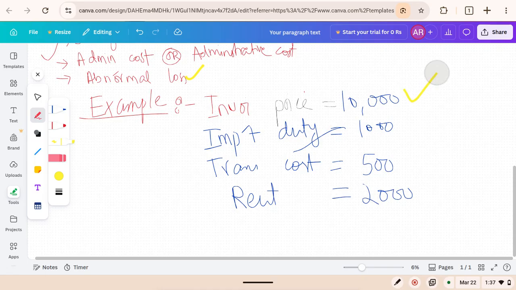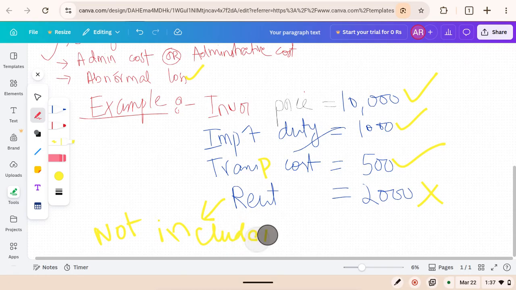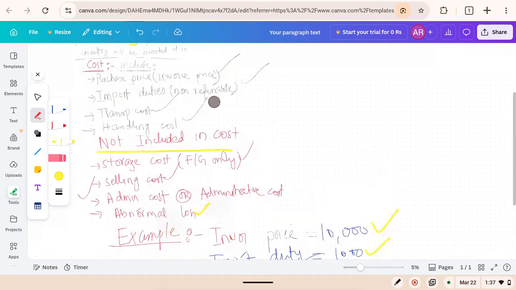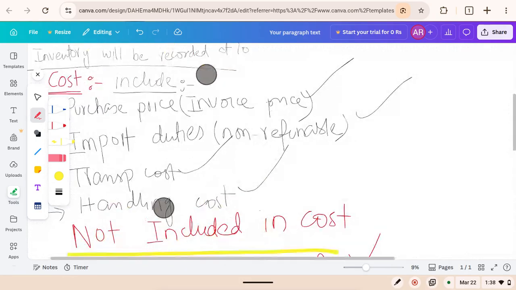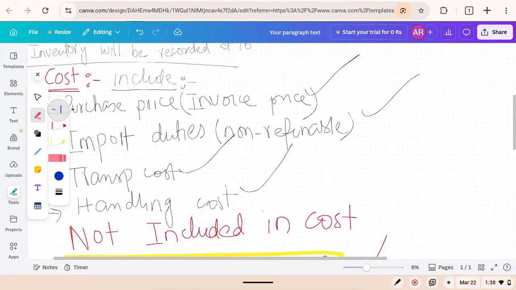Invoice price will be the part of cost, import duty will be the part of cost, transportation cost will be the part of cost, but rent will not be the part of cost. We will not include it because it is not included in the list which we have discussed earlier. It is not included in the included section. Purchase price, import duty, transportation cost, handling cost. Okay, understand?